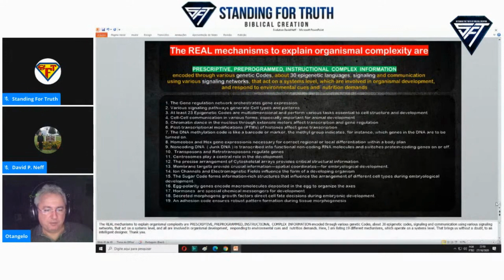The real mechanisms to explain organismal complexity are prescriptive, pre-programmed, instructional, complex information encoded through various genetic codes and about 30 epigenetic codes, signaling and communication using various signaling networks that act on a systems level and are all involved in organismal development, responding to environmental cues and nutrition demands. Here, I am listing 19 different mechanisms which operate on a systems level. That brings us, without any doubt, to an intelligent designer.